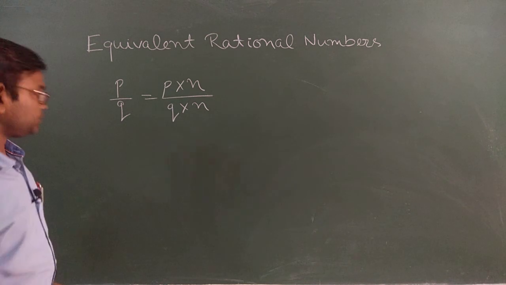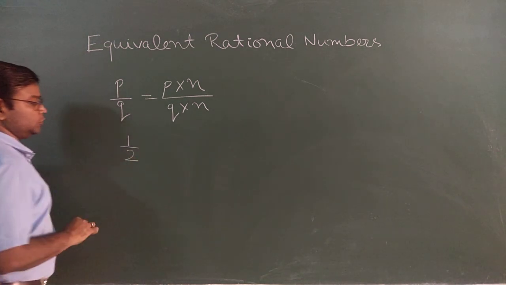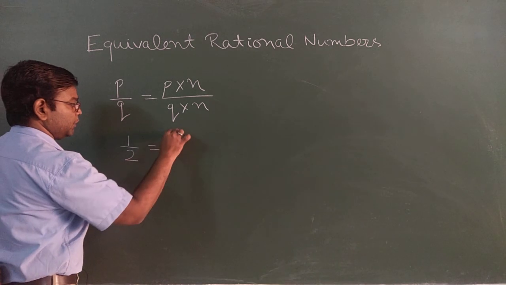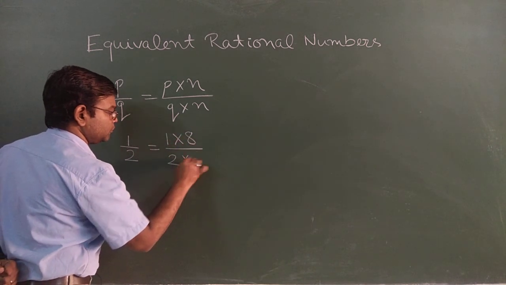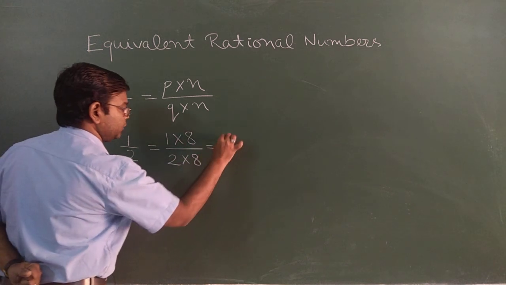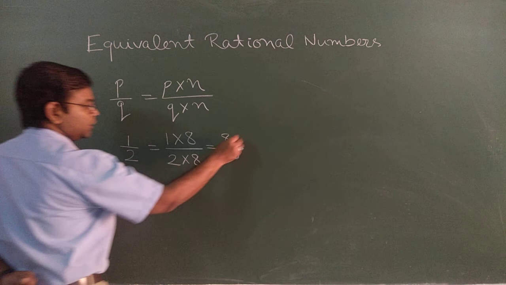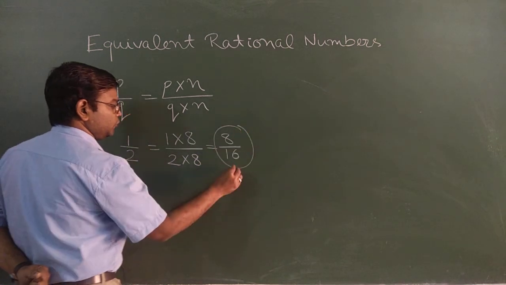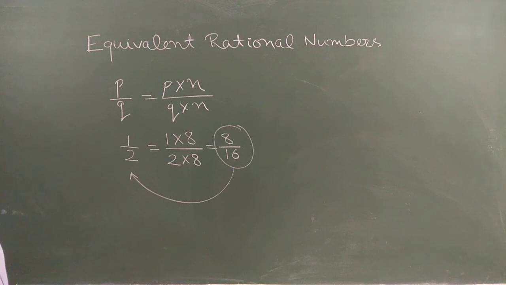For example, if we initially have 1 upon 2, and we multiply 1 by 8 and 2 also by 8, what we receive is 8 upon 16. So this 8 upon 16 is equivalent to this number. Hope this is clear to you.